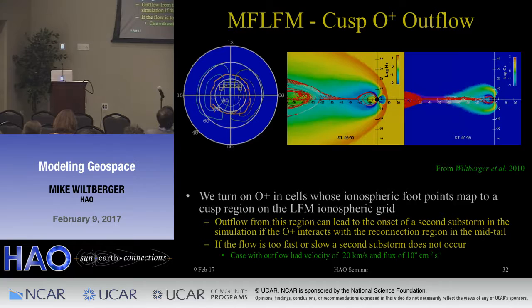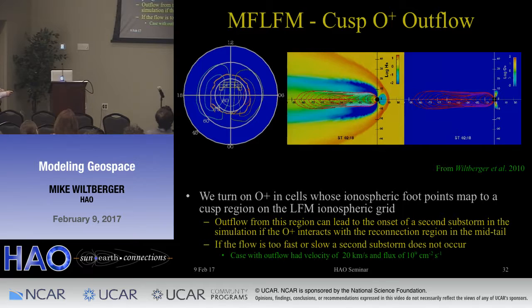Dynamic indications that having ionospheric outflow in the simulation is essential to getting the dynamics of the evolution of the geospace response correct. It is sensitive to what the characteristics are of the outflow. What speed is it coming from? How much is it outflowing? If it's too slow, it lands way far into the magnetotail and doesn't do much. If it's too fast, it goes out, lands farther than the reconnection region, and doesn't impact the dynamics of the system.